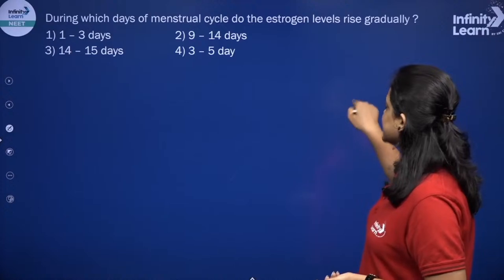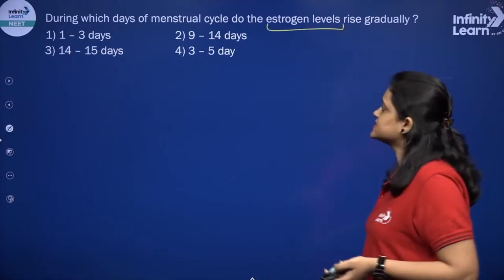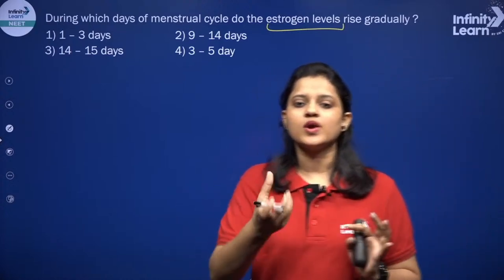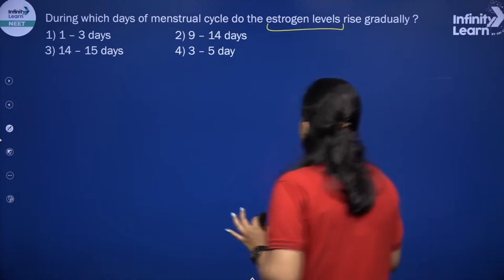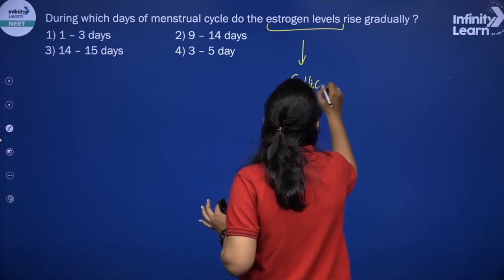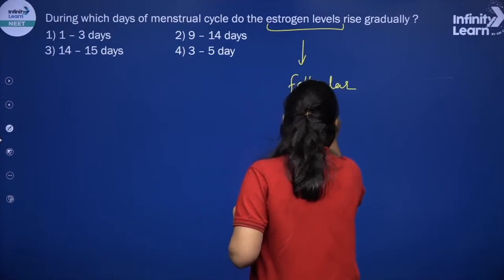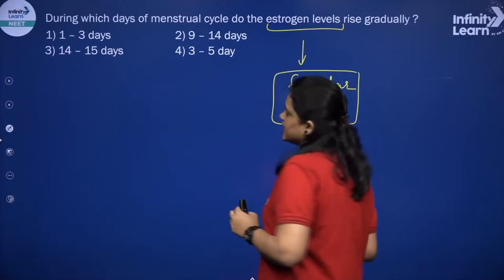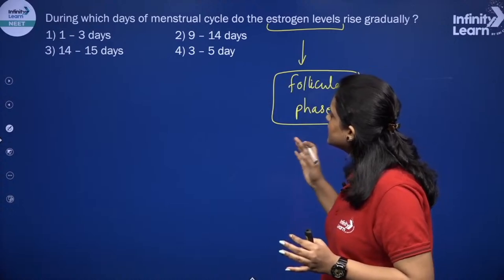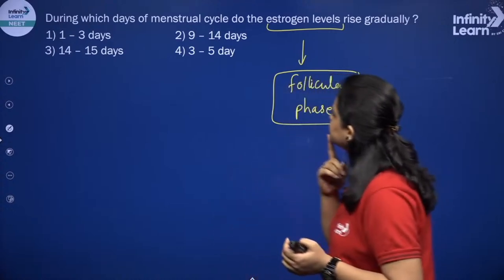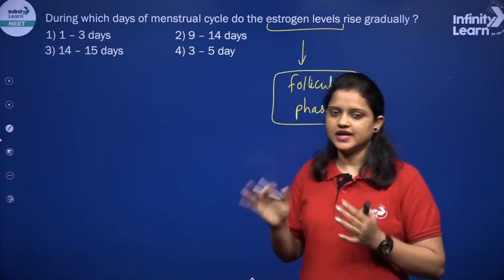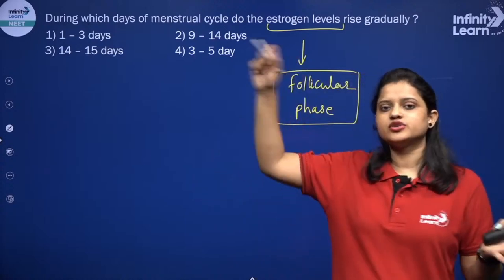During which days of menstrual cycle do the estrogen levels rise gradually? Gradually means slowly. We know that estrogen is released from growing follicles, right? So during the pre-ovulatory phase or at the time of follicular phase, the estrogen level should increase. So 1 to 3 days, 9 to 14 days, 14 to 15 days or 3 to 5 days, right? We know that ovulation will take place at the 14th day and before that the estrogen level should increase, right?